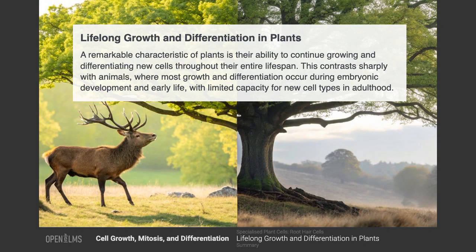Lifelong growth and differentiation in plants. A remarkable characteristic of plants is their ability to continue growing and differentiating new cells throughout their entire lifespan. This contrasts sharply with animals, where most growth and differentiation occur during embryonic development and early life, with limited capacity for new cell types in adulthood.